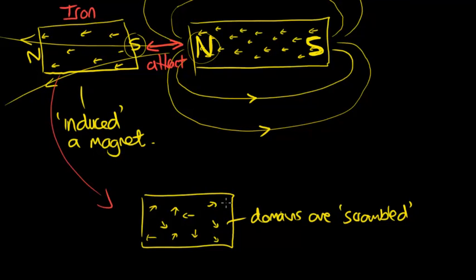Now, some materials keep the domains pointing in the same direction, such as steel. If this was a steel bar, then some of the domains would keep pointing in the same direction when you took it away from the magnet, and you will have magnetized the steel bar in a permanent fashion. So not all of the domains will be pointing in the same direction, but some of them will, and that would be a permanent effect.